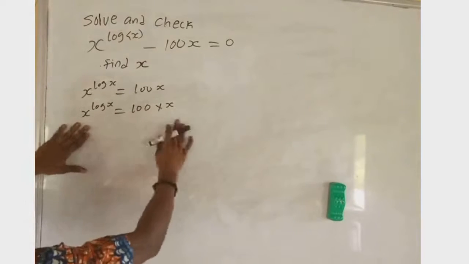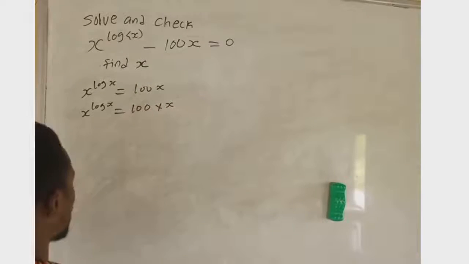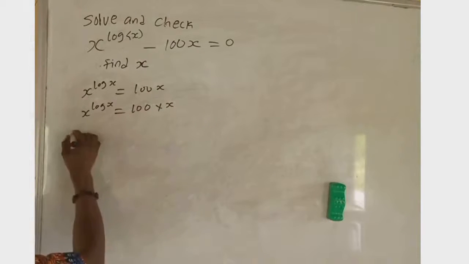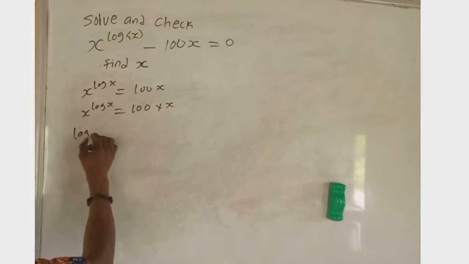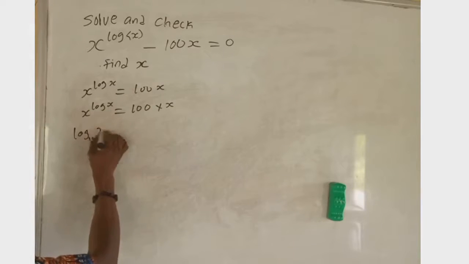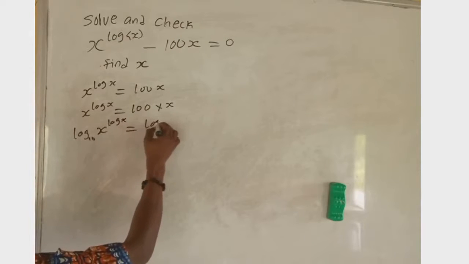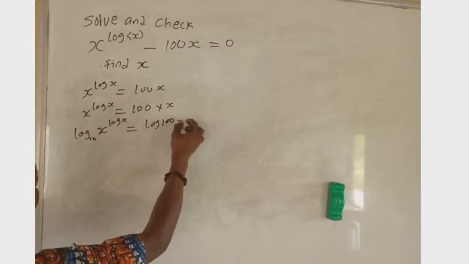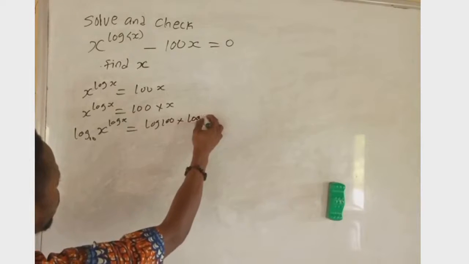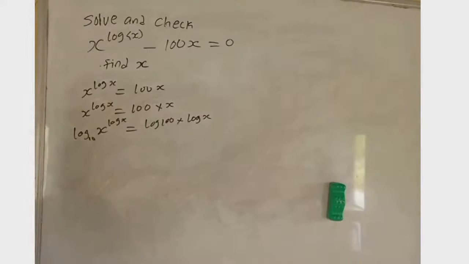So we are getting this. What we just do now is to take the log of both sides. When you take the log of both sides, we have log base 10 of s to the power log s is equal to log of 100 multiplied by log s.